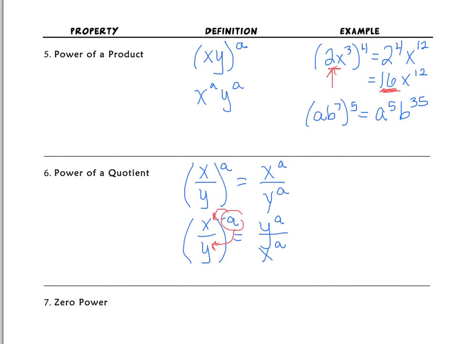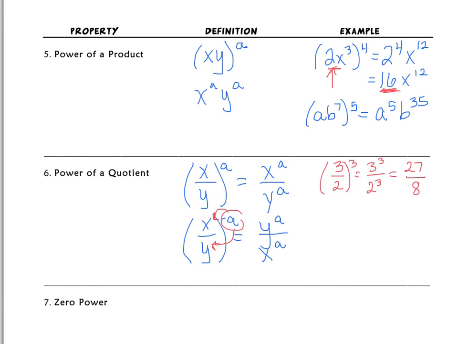Okay, so for example, if we have 3 over 2, and that's raised to the third, let's say, that would equal 3 to the third over 2 to the third, which is 27, because 3 times 3 is 9, times another 3 is 27, over 2 times 2 is 4, times another 2 is 8.